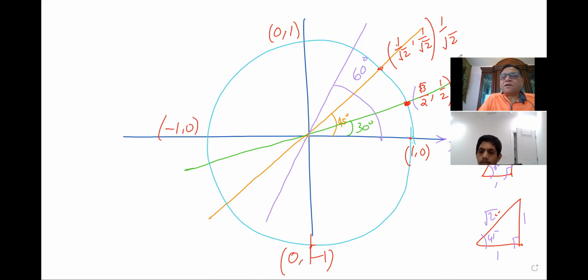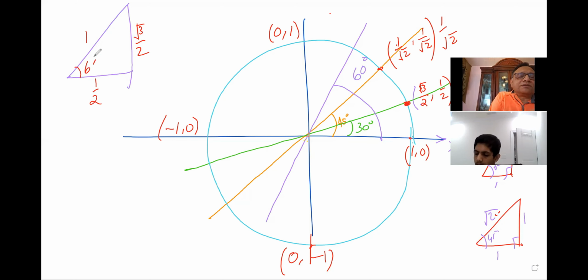Okay. Let me redo it, so that it's absolutely clear. I want only 1. You get the idea. Yes. So in that case, if I want this to be 1, then I have to divide everything by 2, right? For an angle of 60 degrees.